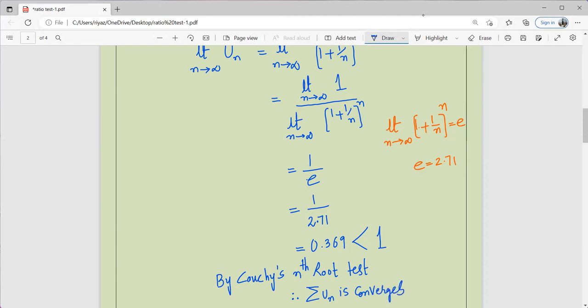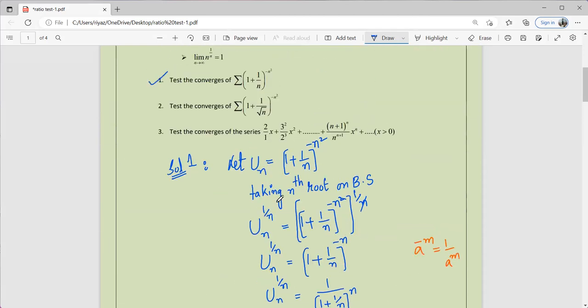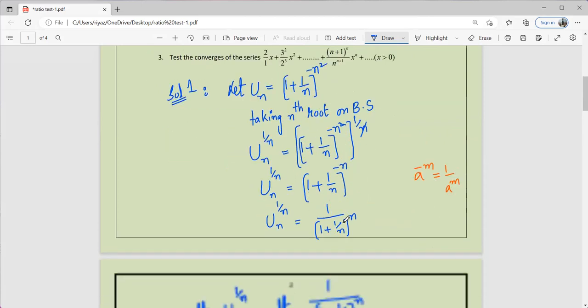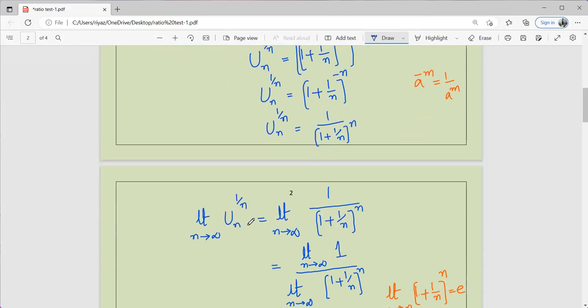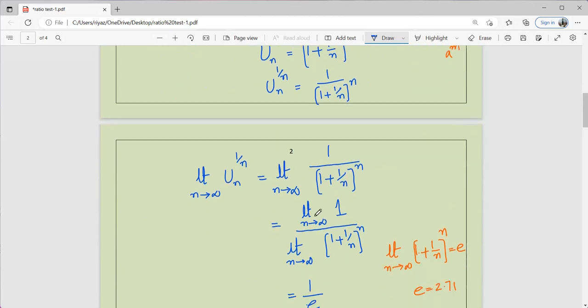Did you understand the question? Have a look once from the starting. Scroll up. See, this is your question. Number one, we are saying u_n to the power n is equal to (1 plus 1 by n) power minus n square. There are only three steps. We have to take the nth root on both sides. So we have taken that. And anything to the power minus, we can write as 1 by. Now the third step is, after writing this, we should take the limit n tends to infinity on both sides.